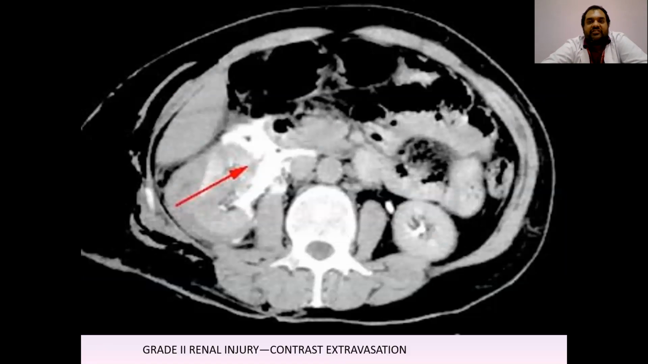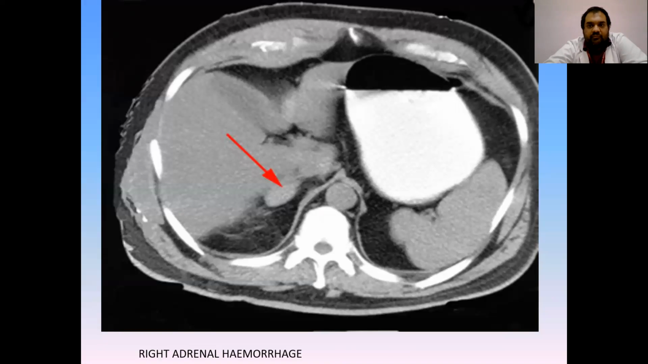This is the axial section of the CT at the level of the kidneys, showing the grade 2 renal injury on the right side. And we can also see the extravasation of the contrast. And this is the axial section of the CT showing the right adrenal hemorrhage.